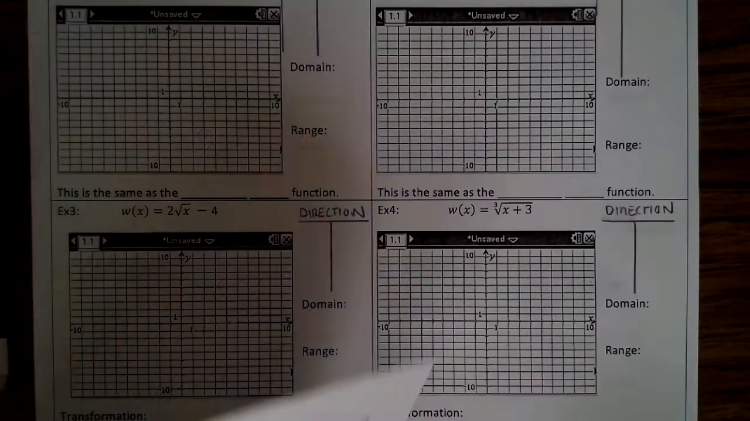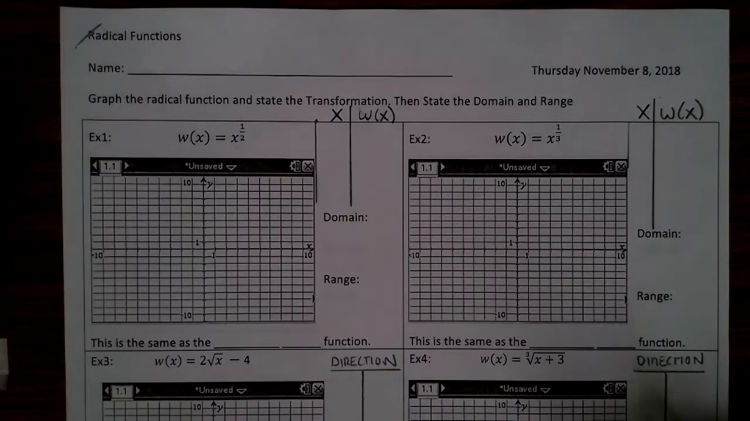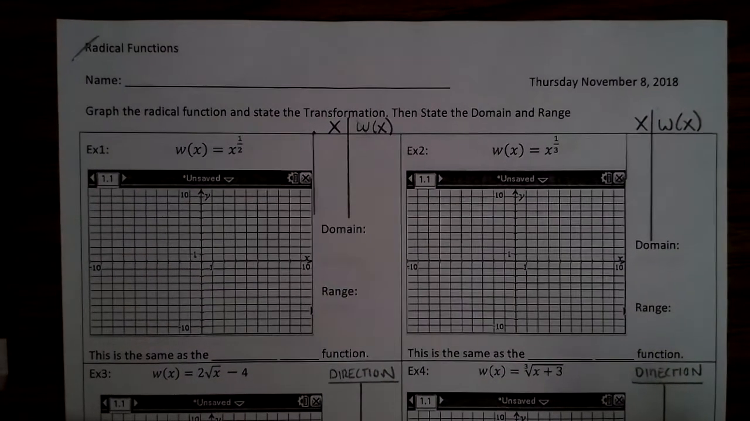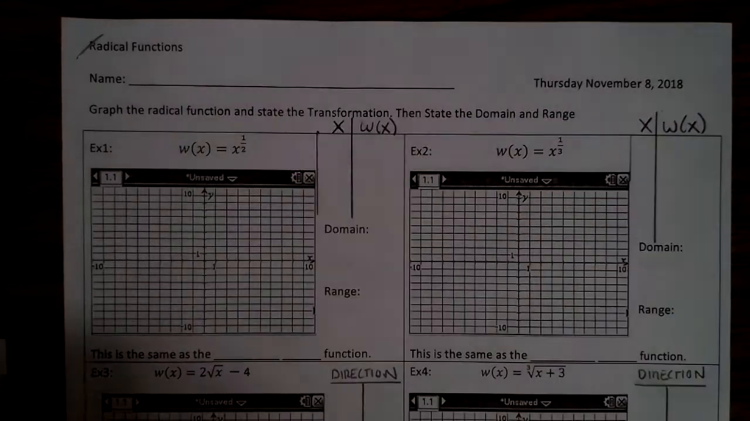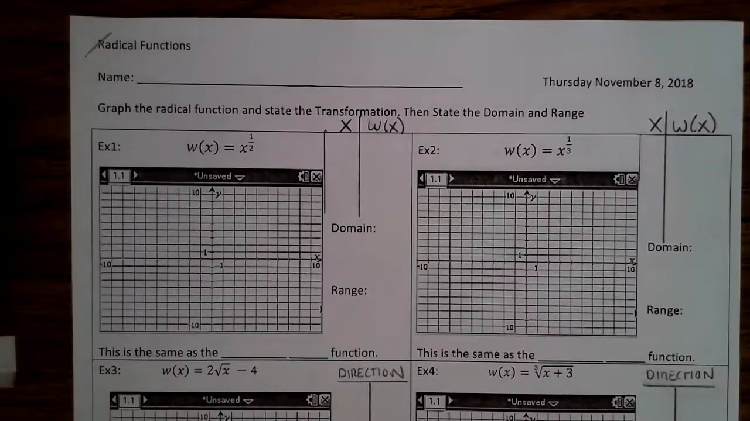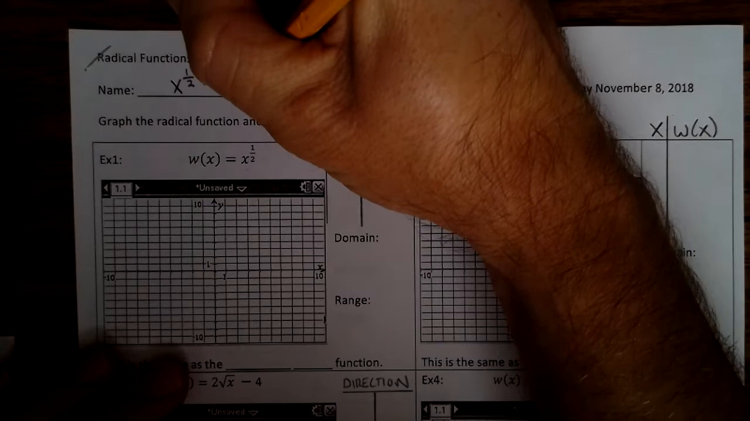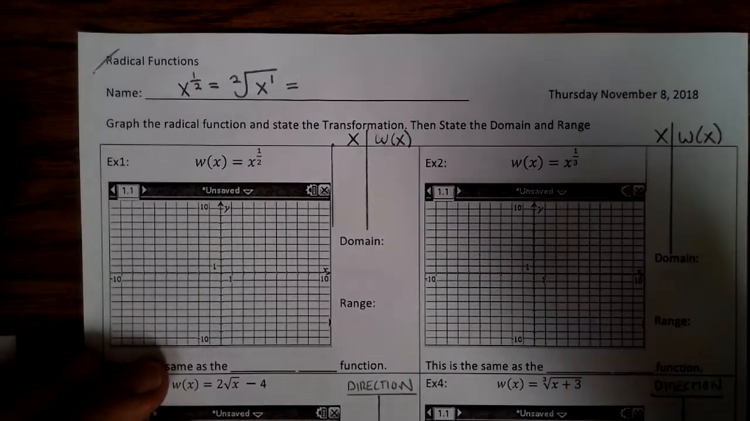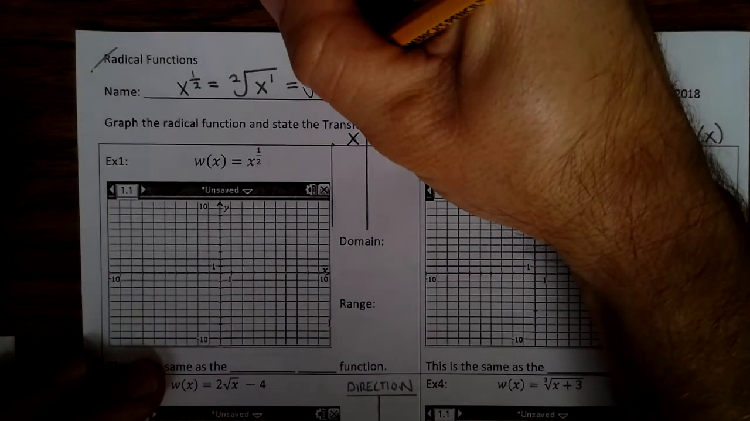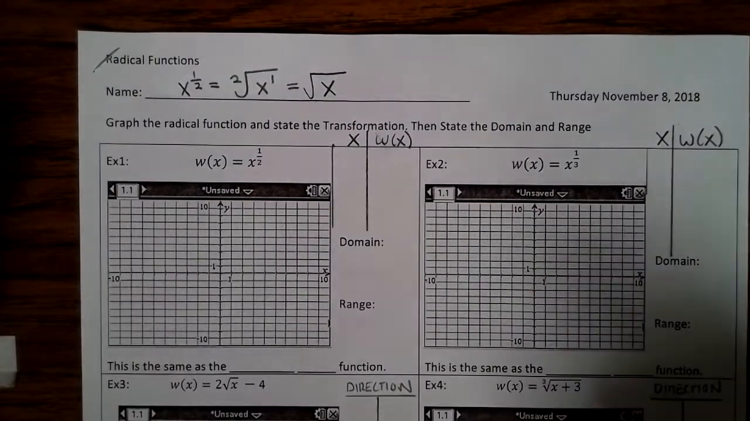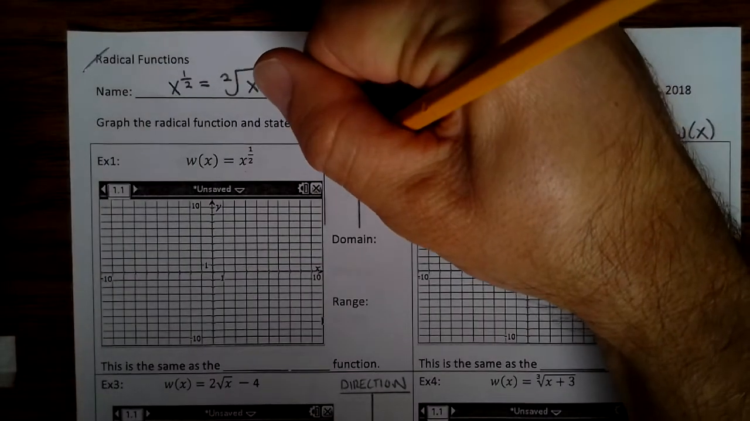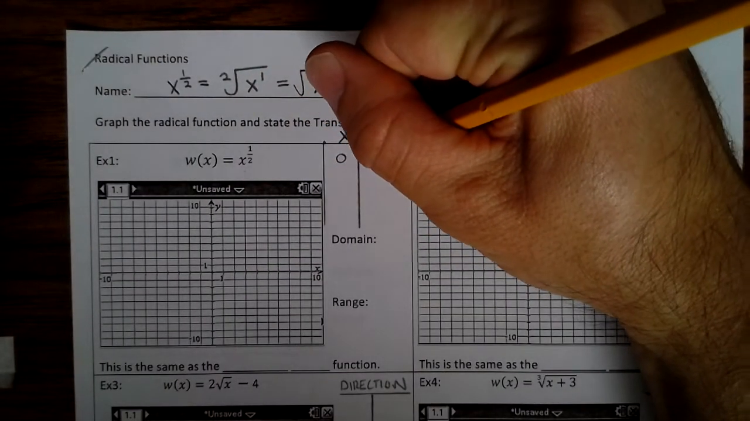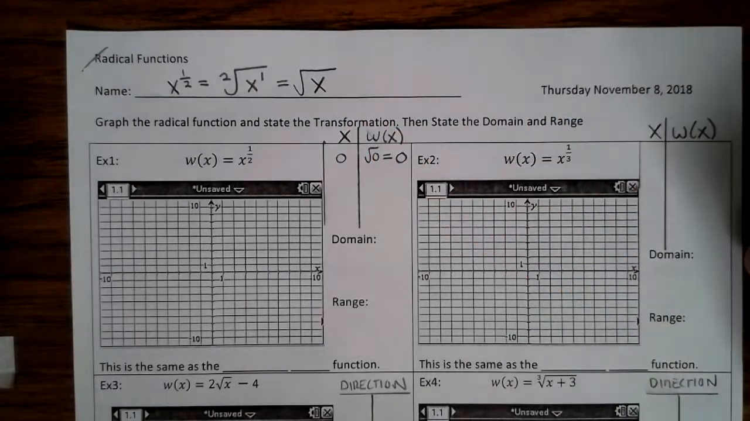Let's take a look at the examples. First things first, we're going to graph x to the 1/2 power. Let's write this as x to the 1/2 power is the same as the square root of x to the first power, and in simple terms, you can just write it as the square root of x. To graph this, let x equal 0. The square root of 0 equals 0, so your first point is 0, 0.